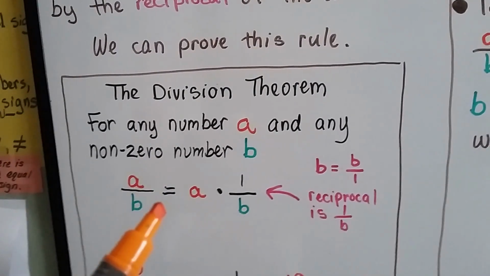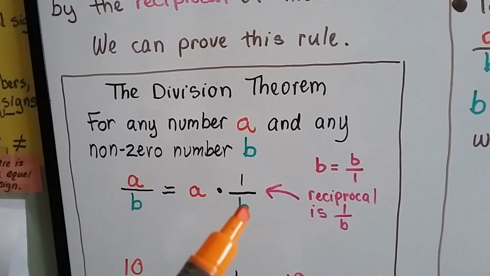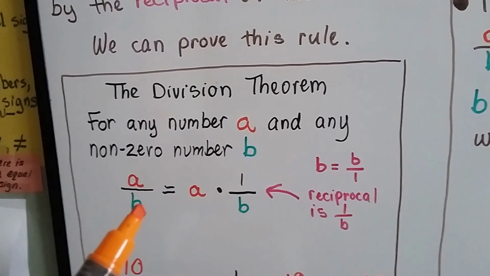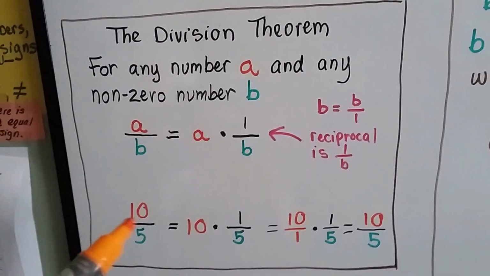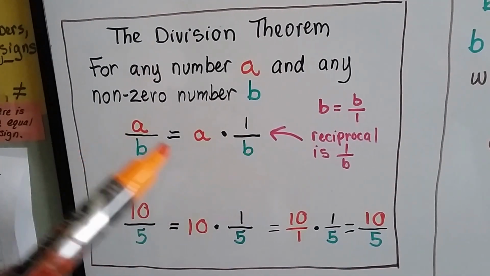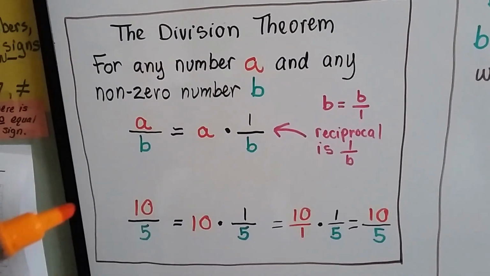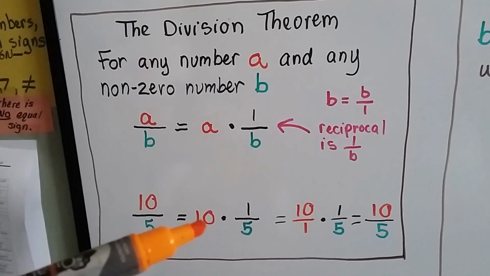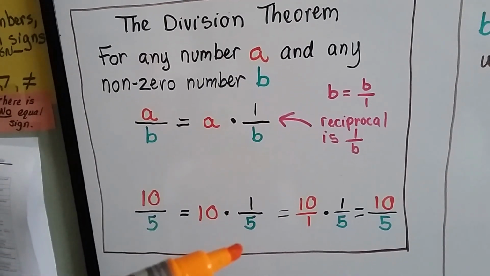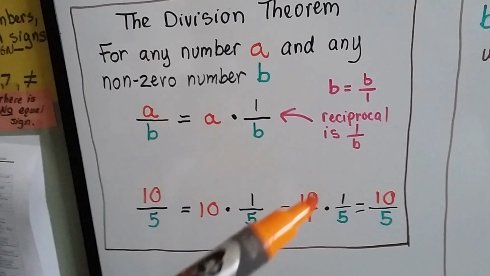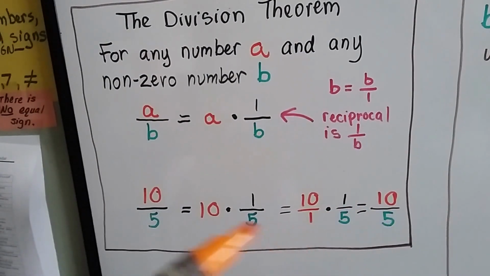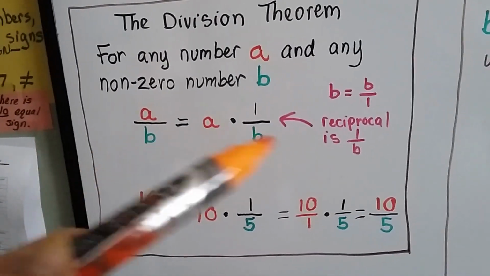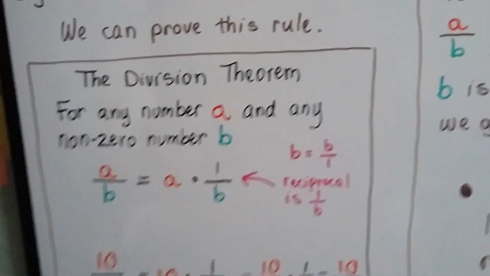So we can multiply a times 1 over b, the reciprocal of the denominator, and these are going to equal each other, see? Think of it this way, like we had 10 over 5. That's going to equal 10 times 1/5, see? We'd multiply 10 times 1 and 1 times 5, and we get 10 over 5, see? So do you see how that works? All right, so let's check this out.